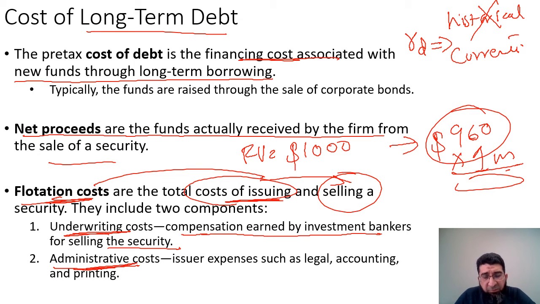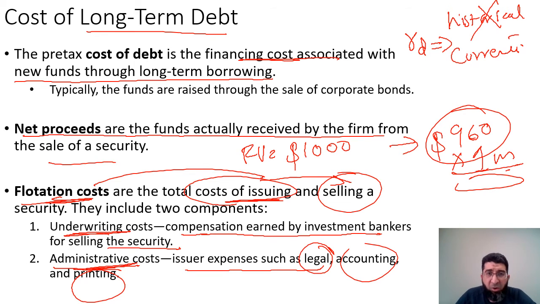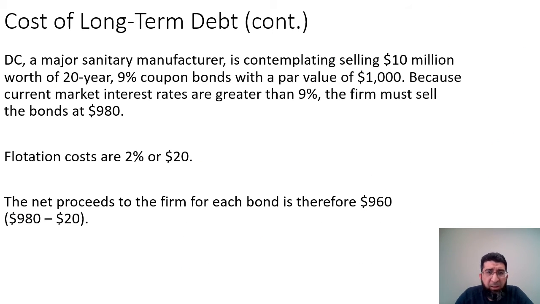Next, we have administrative costs. Issuer expenses such as legal, accounting, and printing costs. These costs are natural to all the issues, whether debt or equity. So let's look at an example.